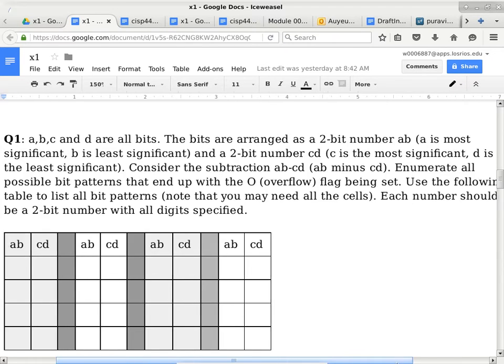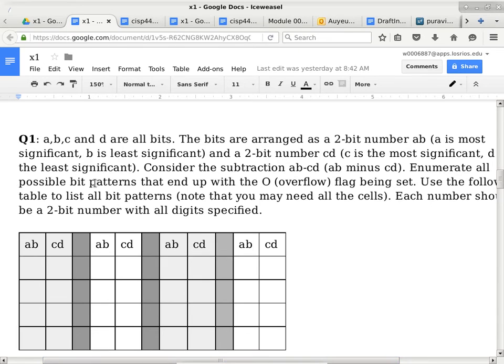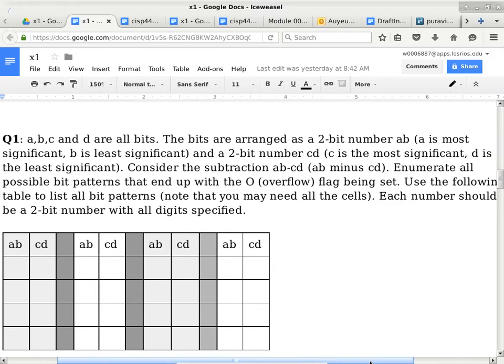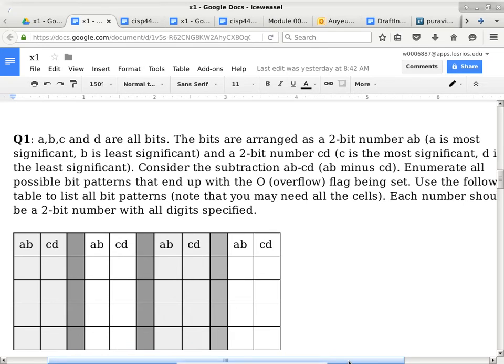Enumerate, basically list all the possible bit patterns that end up with the overflow flag being not set. Use the following table to list all the bit patterns. You may not need all the cells. Okay, I forgot to put a "not" in the description. Each number should be a 2-bit number with all digits specified, which means you have to specify all the leading zeros. So don't leave anything as implied. Okay? Are there any questions about this?